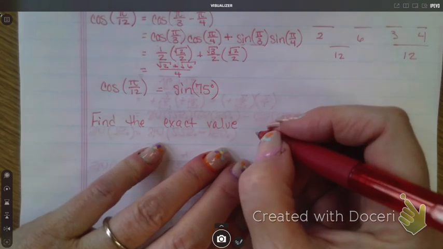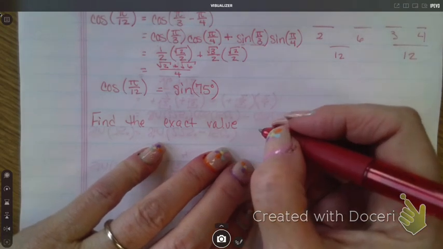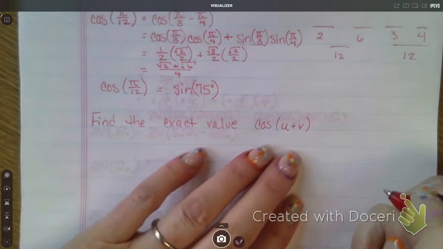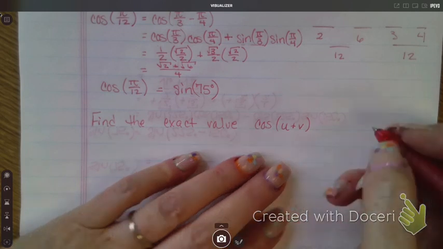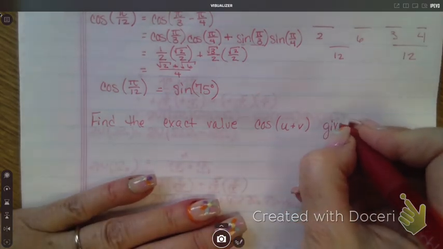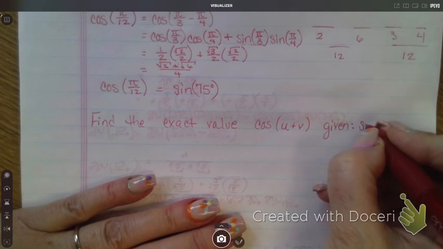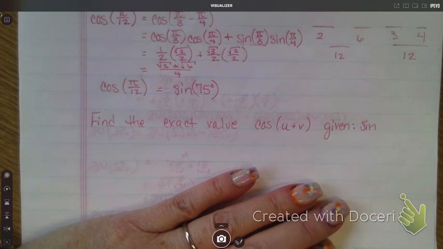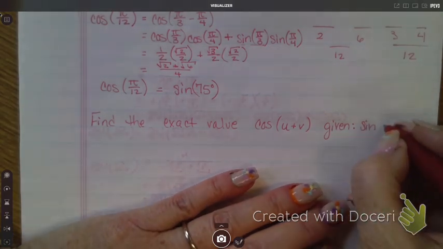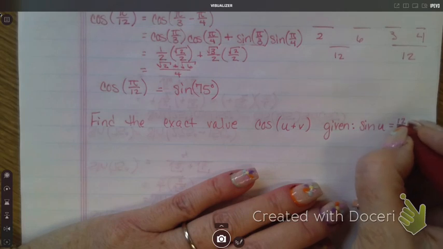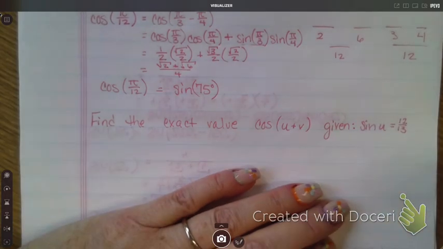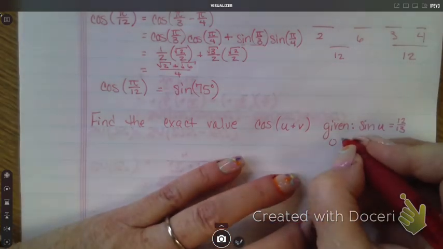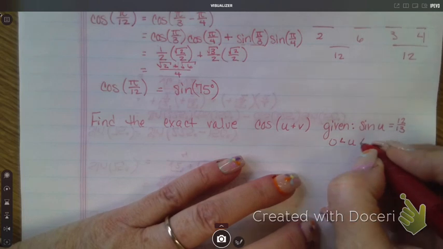Of the cosine of U plus V. I hate it when they're long problems because I'm trying to write it. Given that the sine of U is 12/13, and 0 is less than U, which is less than pi over 2.